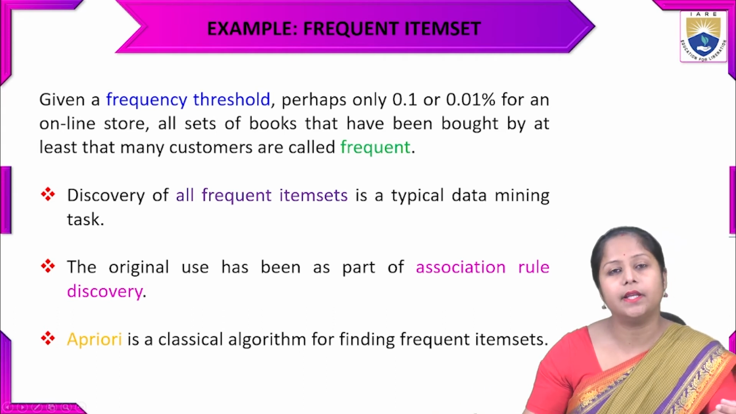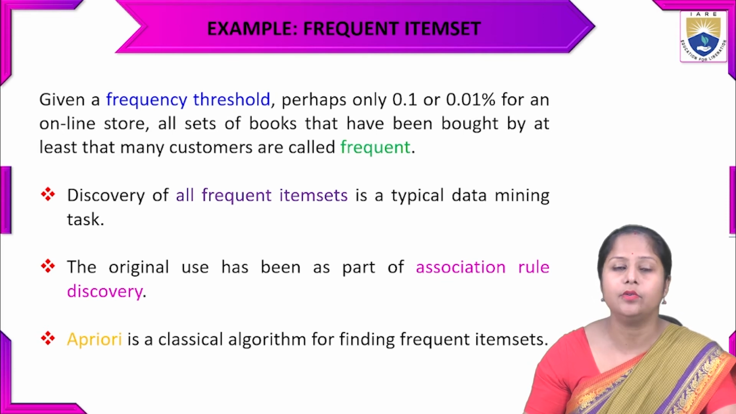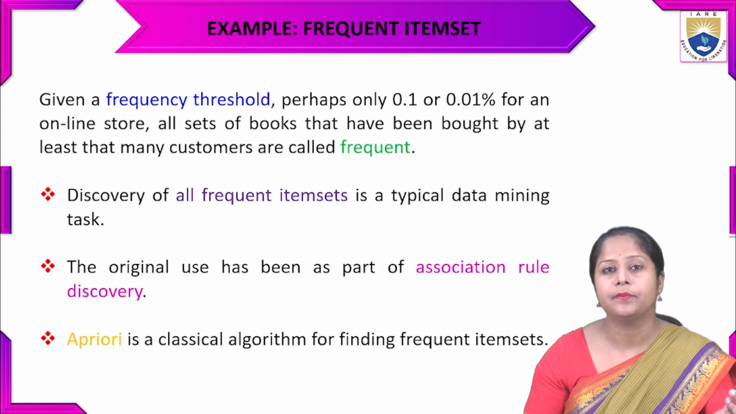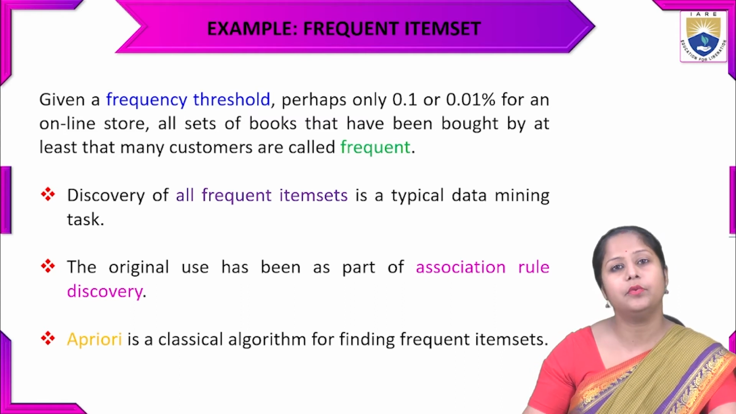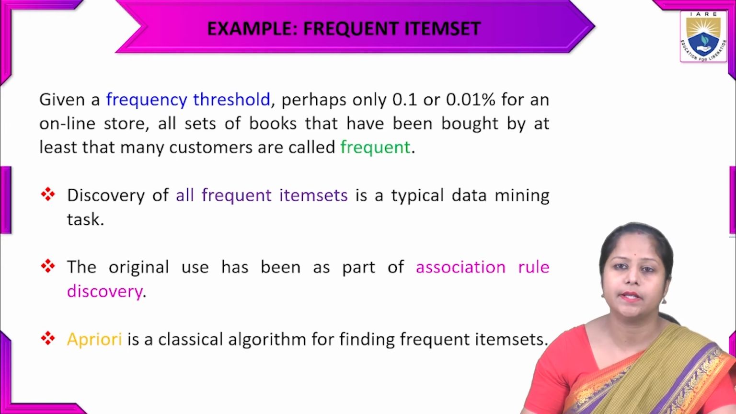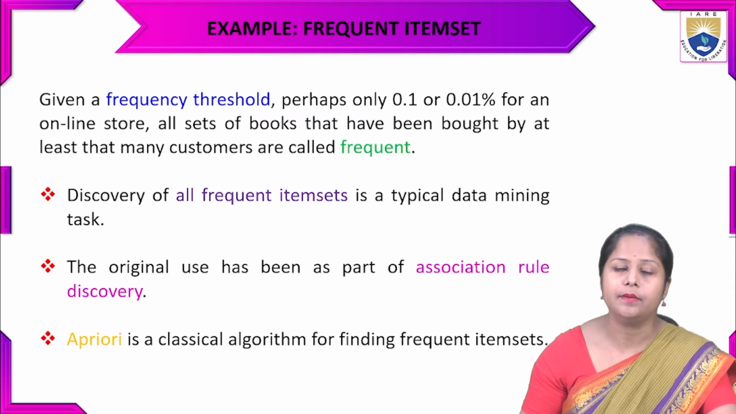For this type of rule generation, there are particular algorithms to understand it. Some of the association rule algorithms are there. A priori is the most classical algorithm. For that we can have the frequent item sets.